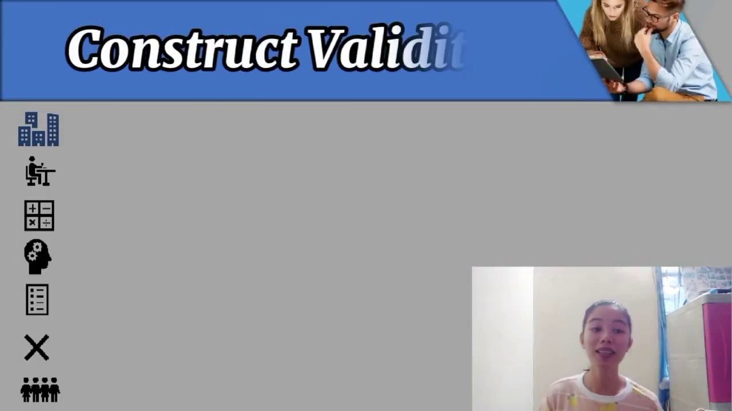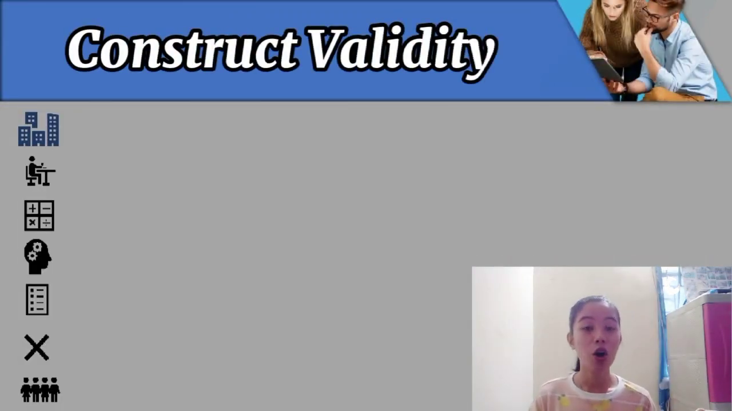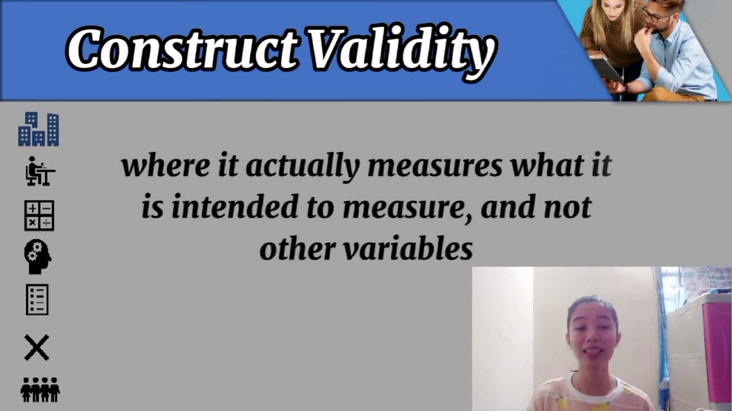So the last one is the construct validity, where it is used to ensure that the test actually measures what it is intended to measure, for example the construct, and not other variables. So using a panel of experts familiar with the construct is a way in which this type of validity can be assessed. The experts can examine the items and decide what that specific item is intended to measure.